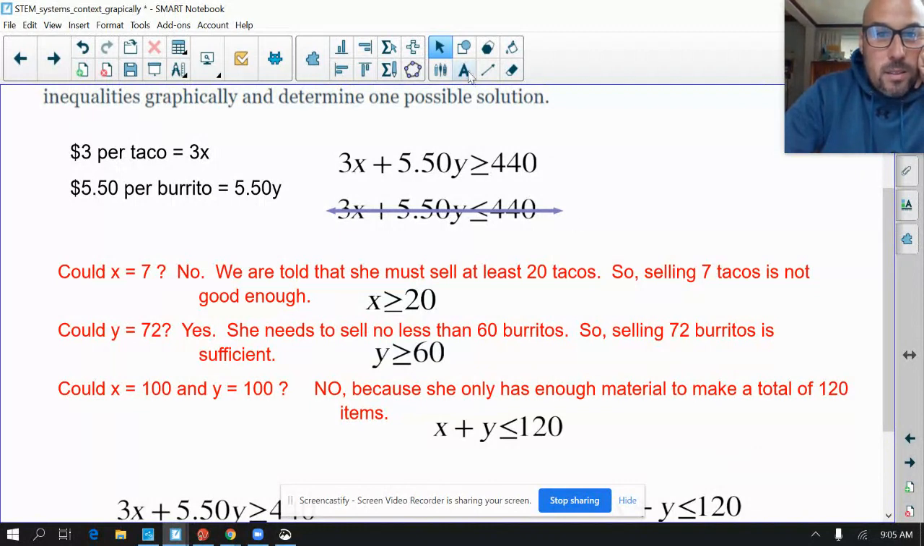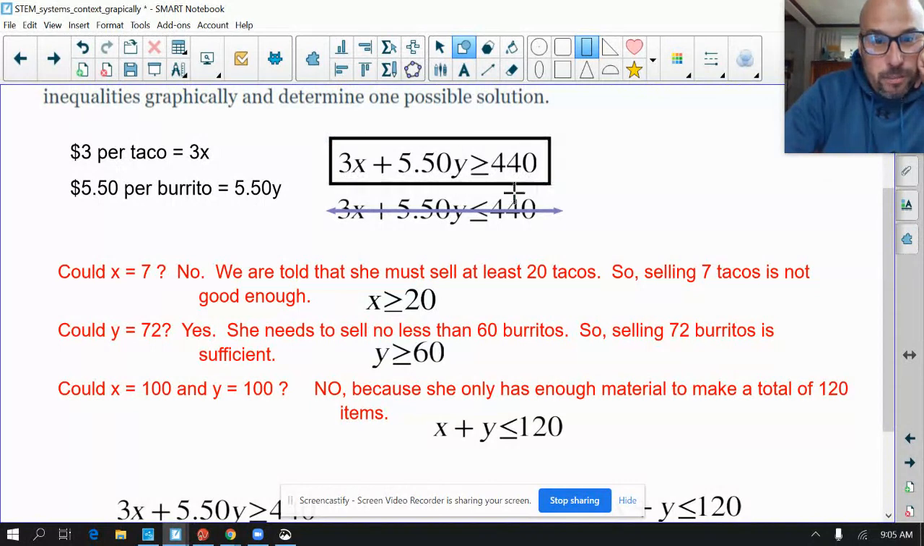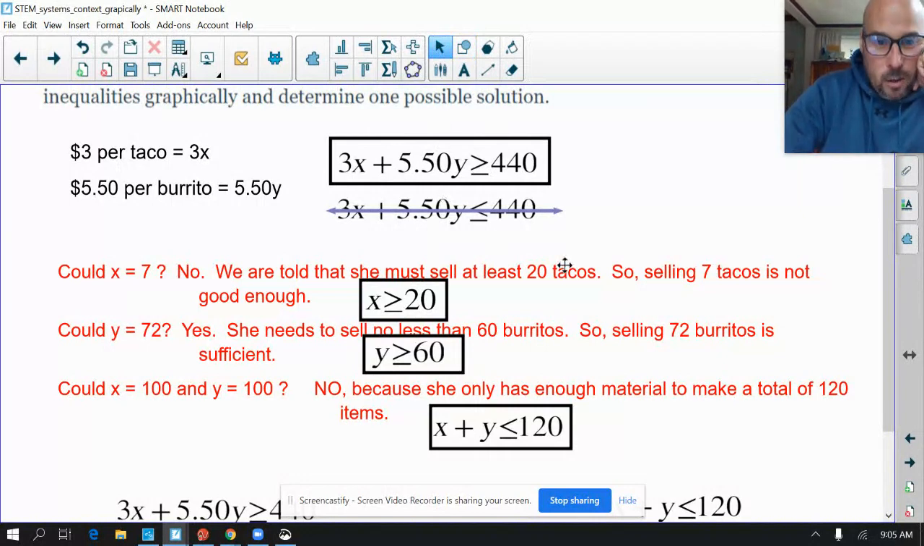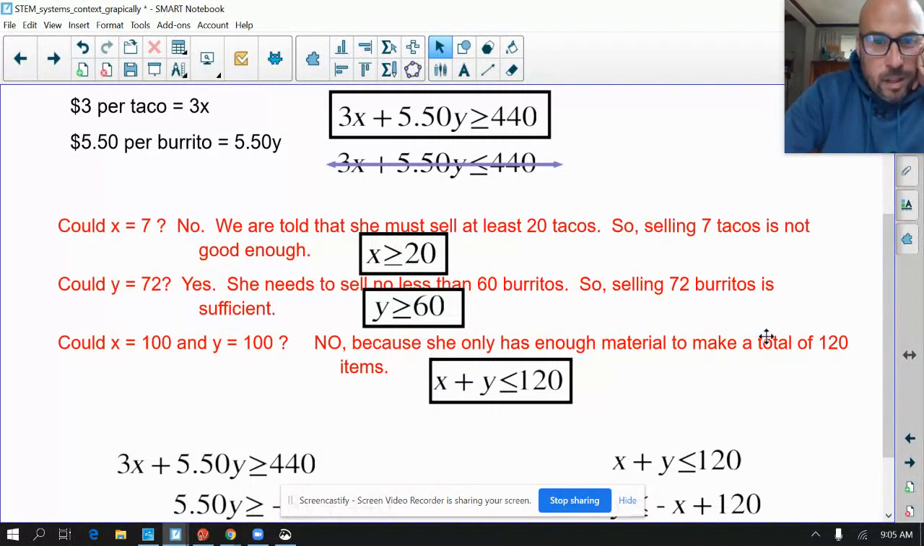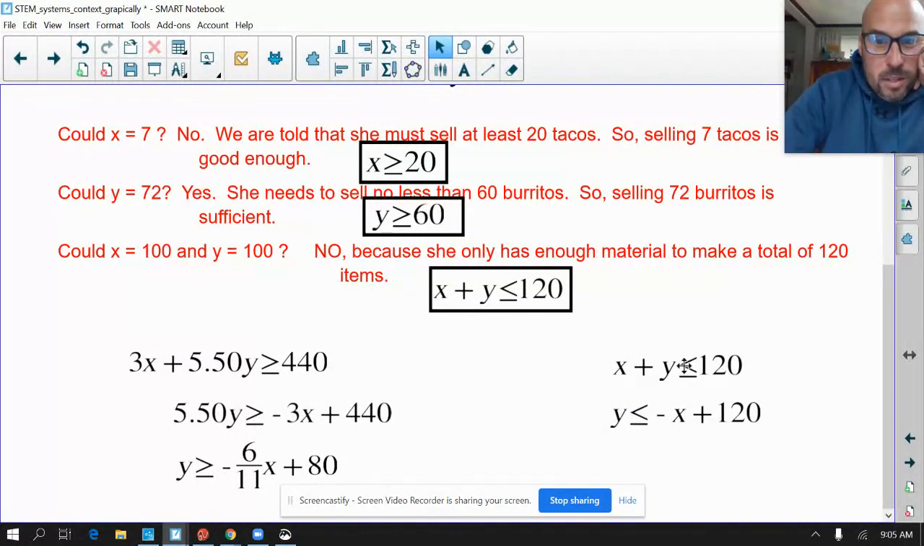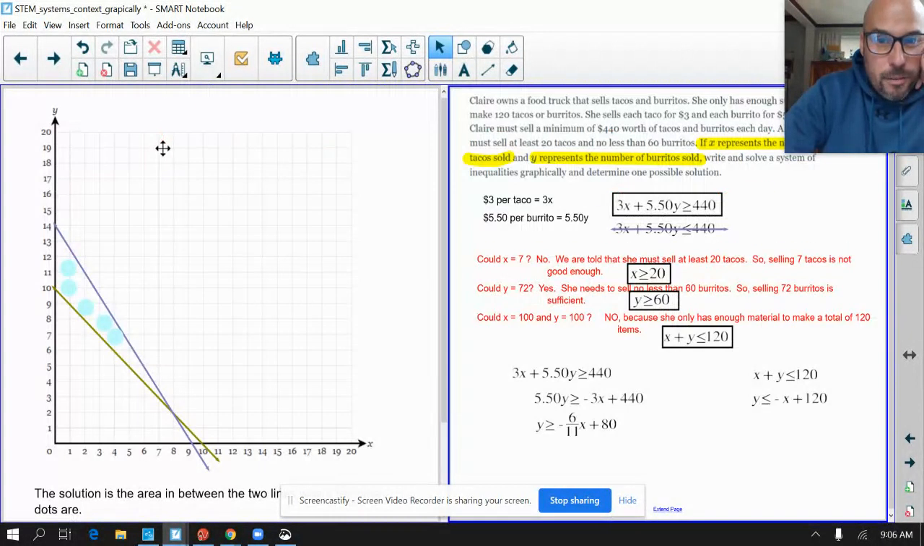Wow. So we've got these constraints. Constraint number 1, the money constraint, the taco constraint, the burrito constraint, and the total amount of materials constraint. So we're going to graph 4 things, and we have to find an ordered pair that satisfies all 4. Before we do that, we have to do a little bit of algebra. Here's that first equation, the money equation. I solve for y. Here's the amount equation. I solve for y. And now we're going to graph.